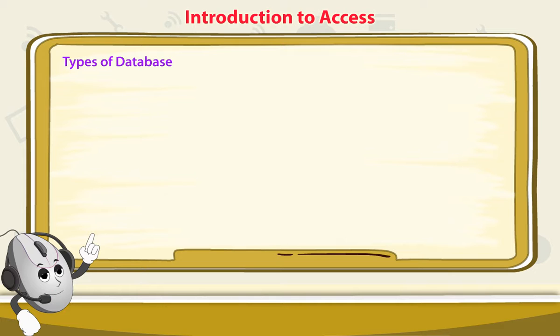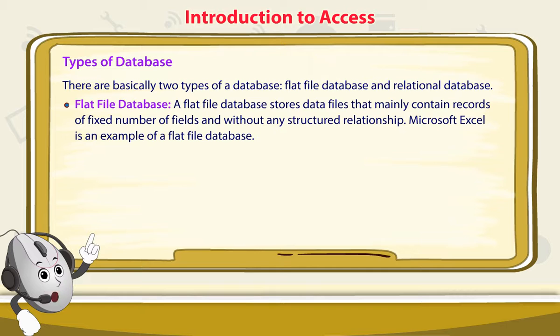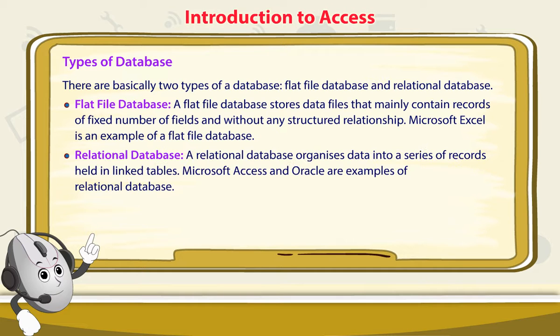Types of database. There are basically two types of database: flat file database and relational database. Flat file database. A flat file database stores data files that mainly contain records of fixed number of fields and without any structured relationship. Microsoft Excel is an example of a flat file database. Relational database. A relational database organizes data into a series of records held in linked tables. Microsoft Access and Oracle are examples of relational database.